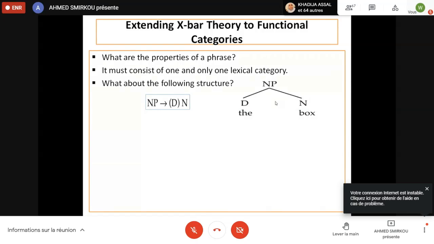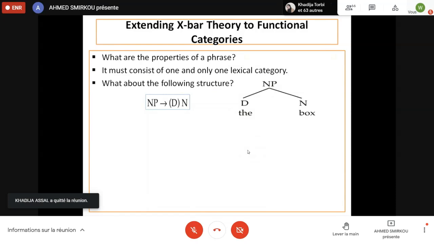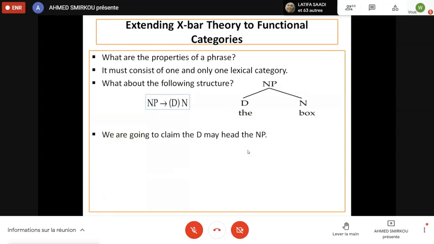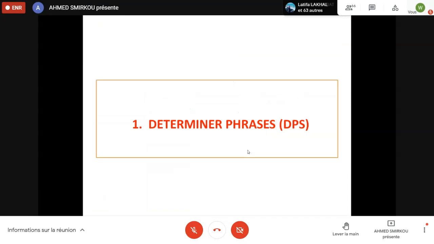Indeed, we are going to claim that it's better to call it determiner phrase rather than noun phrase for some reason, and this is what we are going to discuss. So we are going to claim that the determiner is the head of the phrase, and we call it DP, not NP.